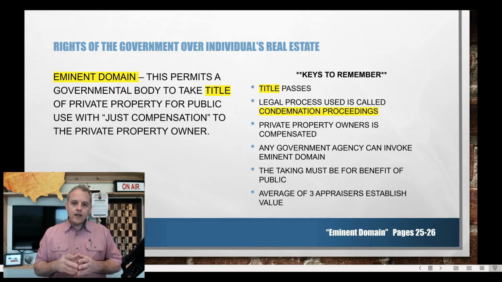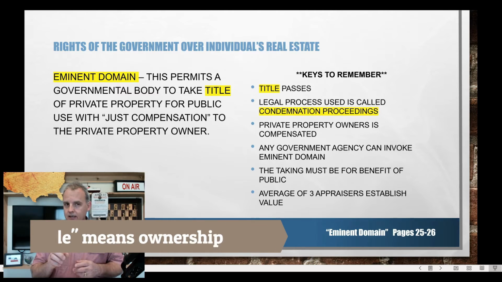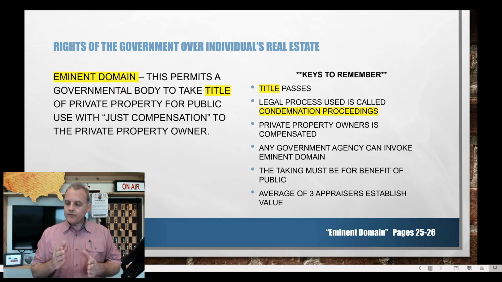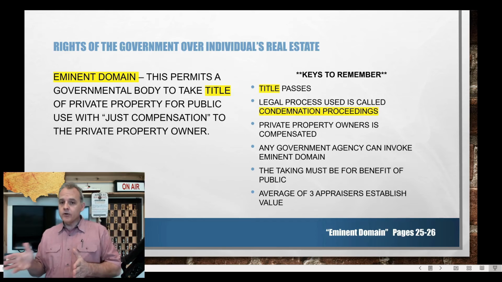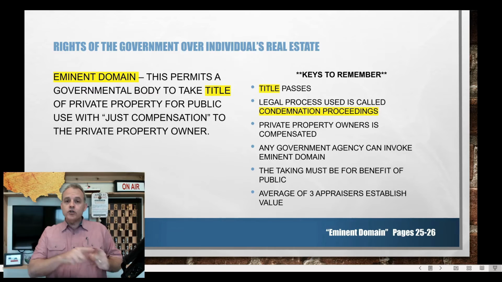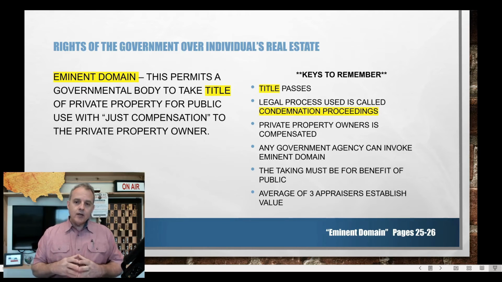Number one, title passes, and this is the first time I'm introducing that term, title. Title in real estate means ownership. And from here on out, when I'm referring to ownership, I'm going to use the word title. So I've highlighted it there. Title in real estate means ownership. We pass title, meaning we pass ownership. So the key here is title passes, or ownership passes, from the private owner to that government agency.